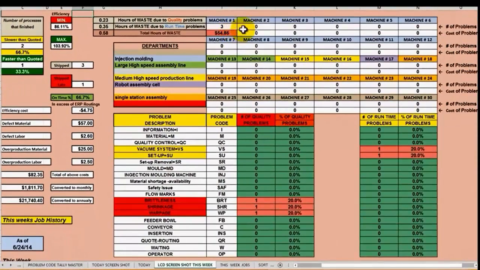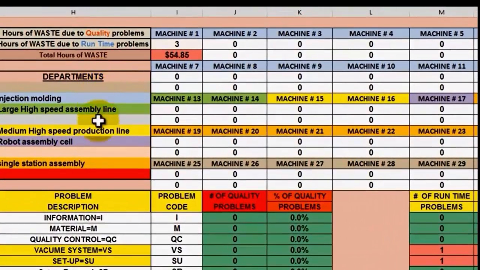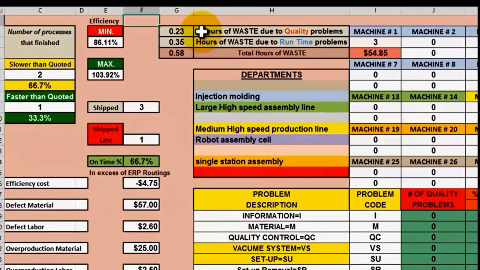This information, as it's reported by machine, will start to display throughout the day and fill this up. We also track the amount of hours of waste due to quality problems. So far we've had 0.23, and 0.35 hours of waste due to runtime problems, and then we totaled that to 0.58. We've had a minimum efficiency of 86.1%, a maximum efficiency of 103.9%.